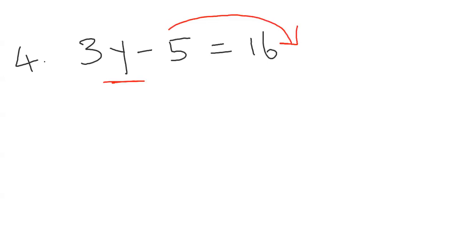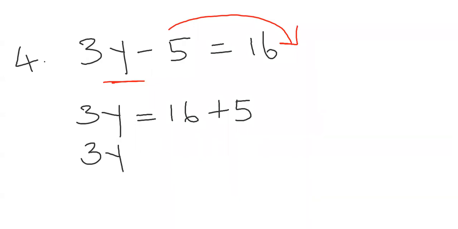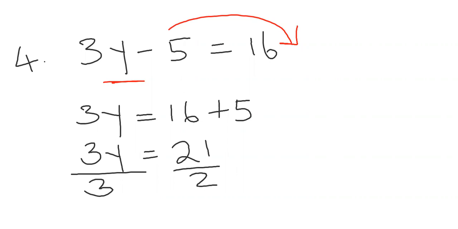If we collect like terms, this side we are going to be left with 3y, and this side we are going to have 16 plus 5. Then 3y is equal to 16 plus 5, which gives us 21. So 3y is equal to 21. You are looking for the value of y, not the value of 3y, so divide everything by the coefficient of y, which is 3, and we do that both sides.